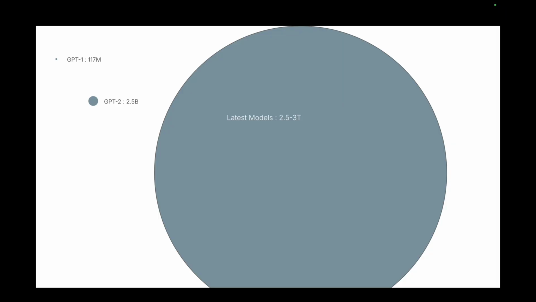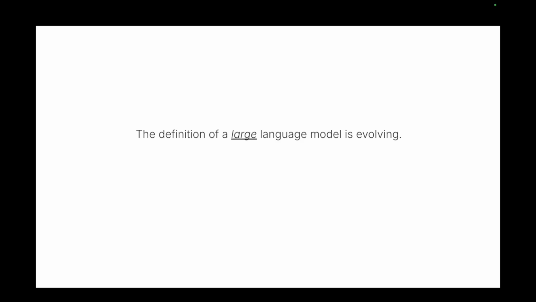A few years later, GPT-2 came out. GPT-2 had 2.5 billion parameters. And the area size difference here is the actual difference between GPT-2 and GPT-1. Now let's take a look at the latest models, which have 2.5 to 3 trillion. Look at how it's dwarfed GPT-2, and GPT-1 we can barely see on the screen anymore. That's how massive the latest models have become. So the definition of what makes a language model large is also evolving.